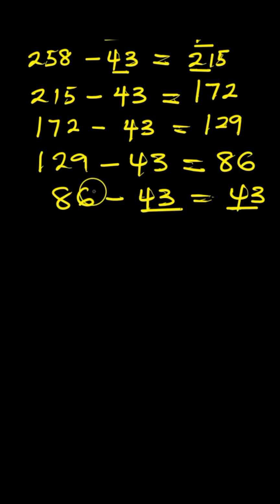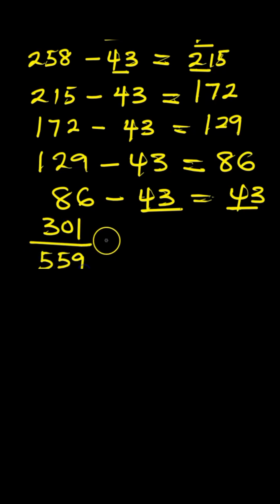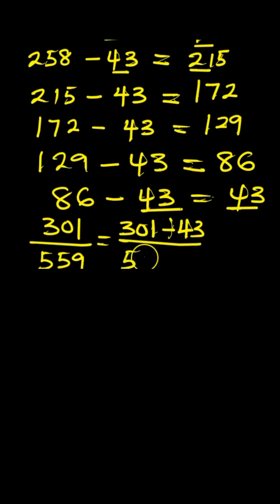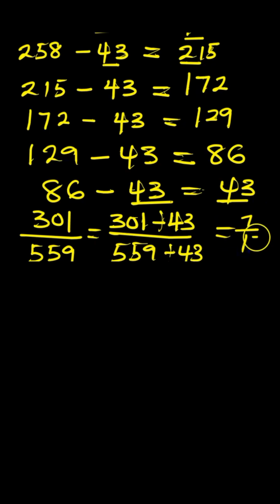So the greatest common divisor of 301 and 559 is 43. So we are going to divide our numerator 301 by 43 and also our denominator 559 by 43. That simply gives us 7/13.